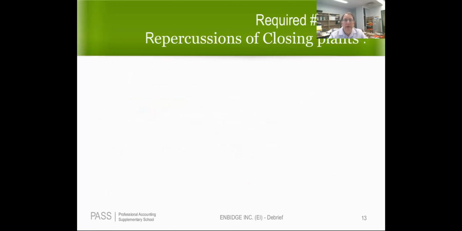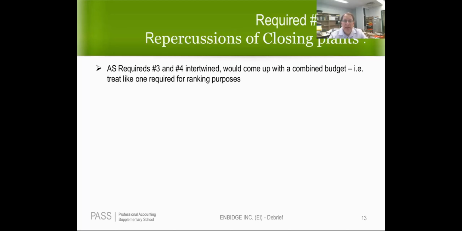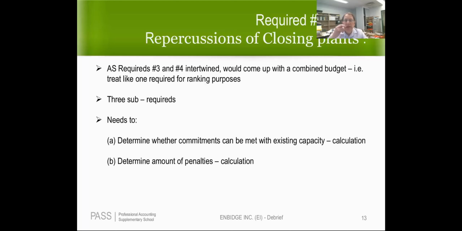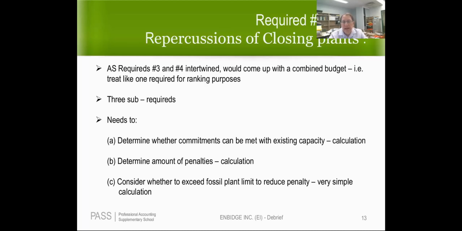Okay. Now, I'm going to look at 3 and 4 together because they were totally intertwined. We kind of had 3 requireds. Number 1, or A, determine whether commitments can be met with existing capacity. Fine. We have to do a calculation. Then figure out if we got penalties, another calculation. And then the third one was really easy, whether or not it makes sense to exceed the fossil plant limits to reduce a penalty. And that's really easy. And this is kind of combining number 3 and number 4. We'll end up starting with these. Does this make sense? You guys okay with this?